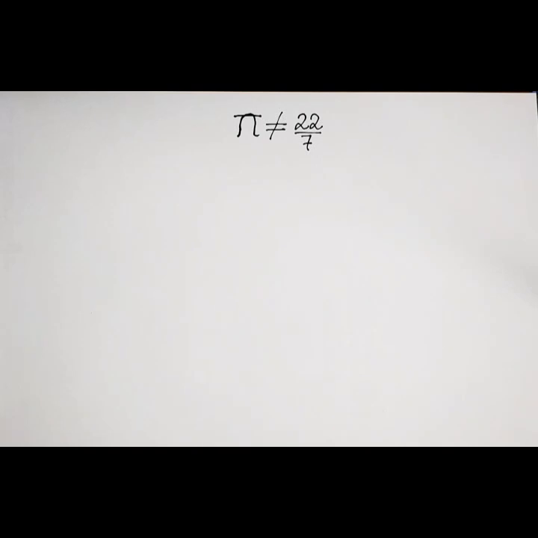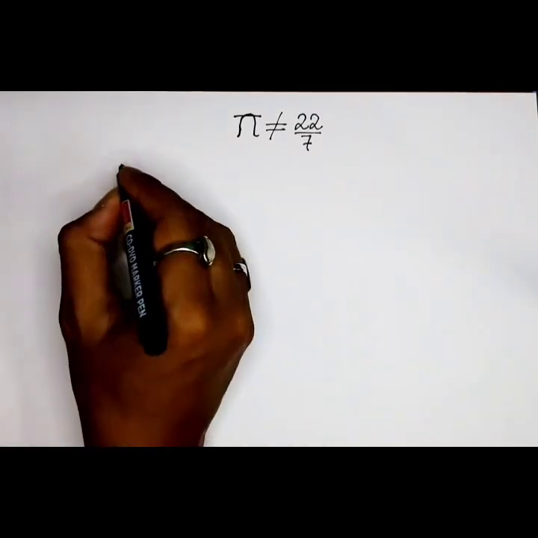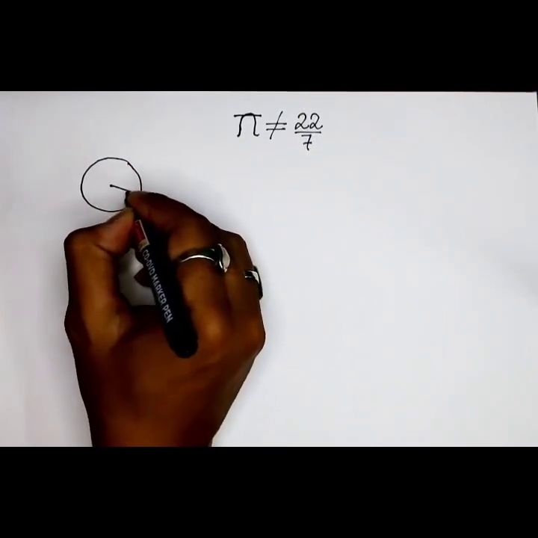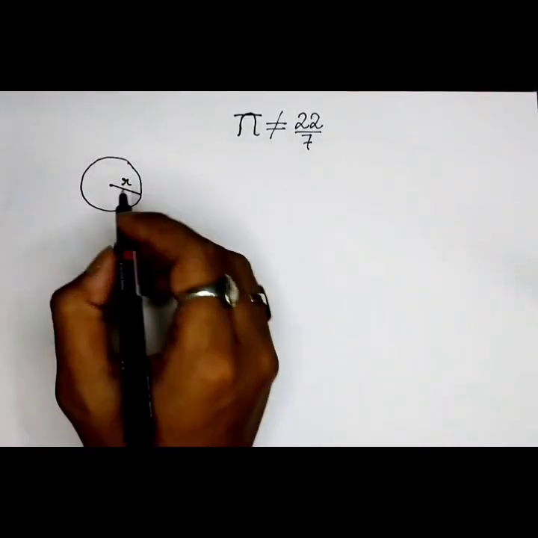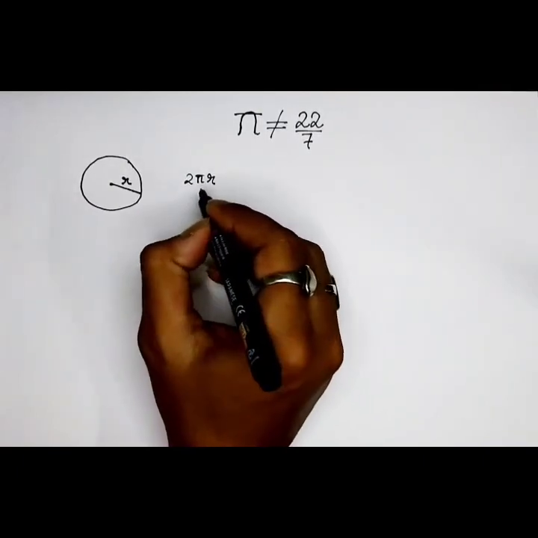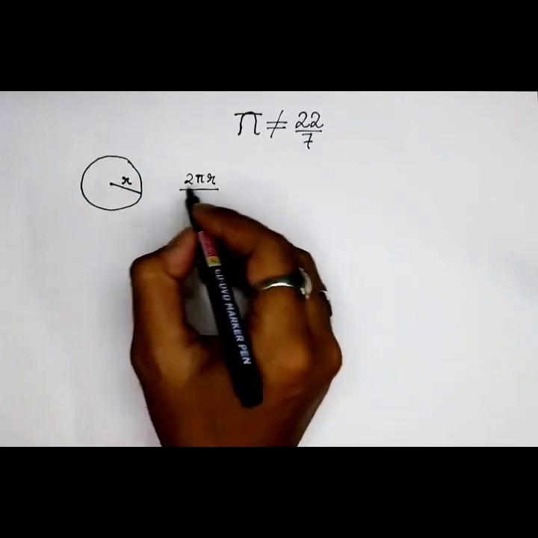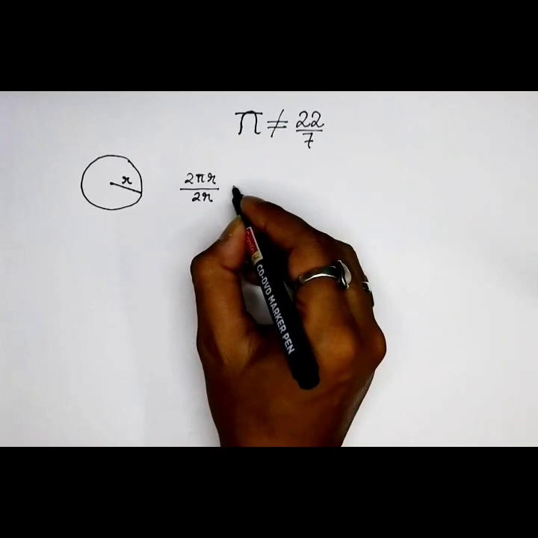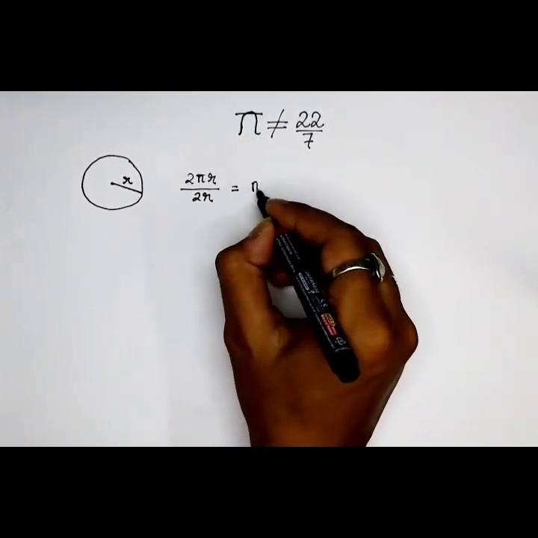First of all, we have to know what is pi. Pi is nothing but the ratio of circumference to its diameter of a circle. If we draw a circle with radius r, the circumference of the circle is 2 pi r and the diameter of the circle is 2r. This ratio will give the value of pi.